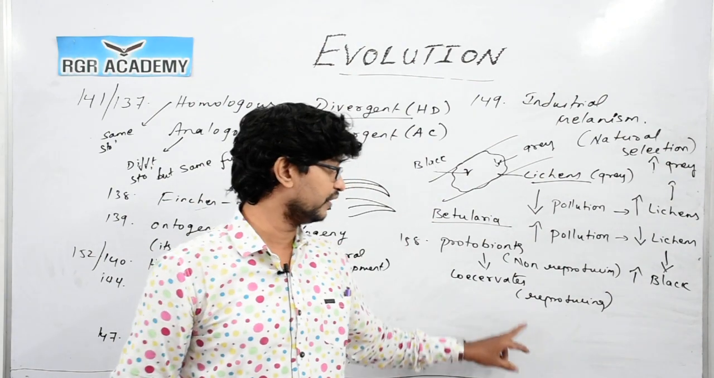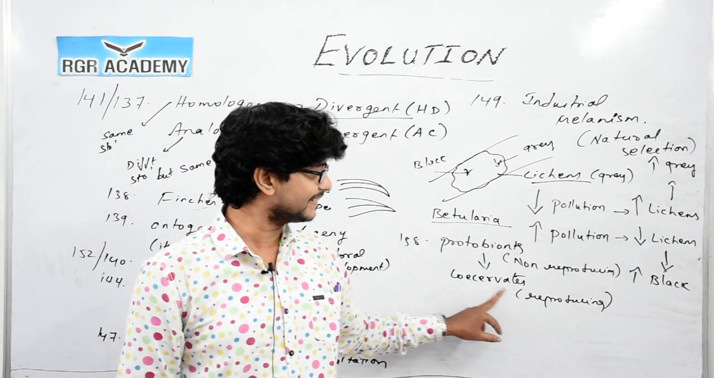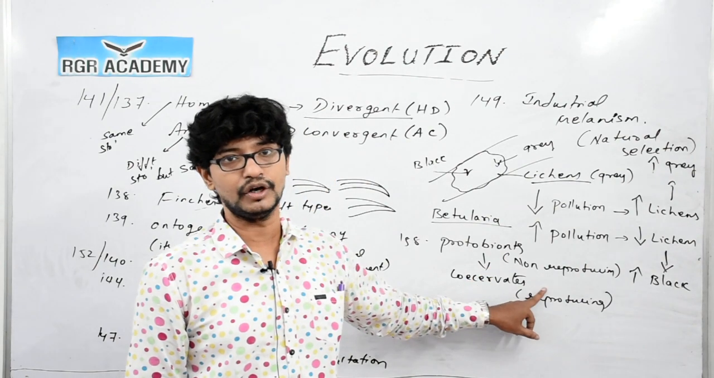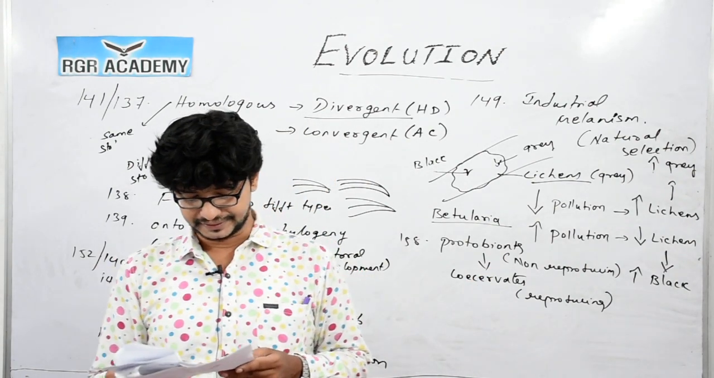They were able to reproduce. That's what I mentioned here. Coacervates can reproduce, but protobionts cannot reproduce. So 3 is the correct answer.